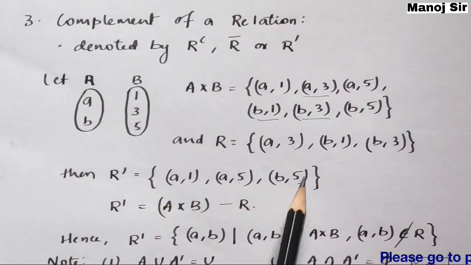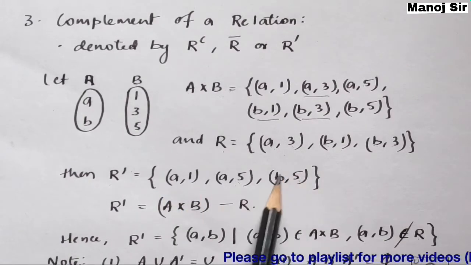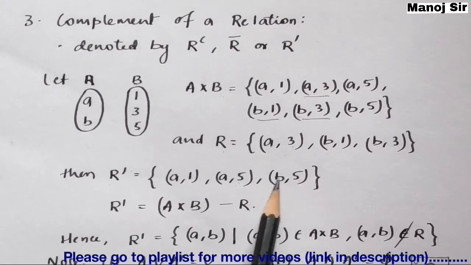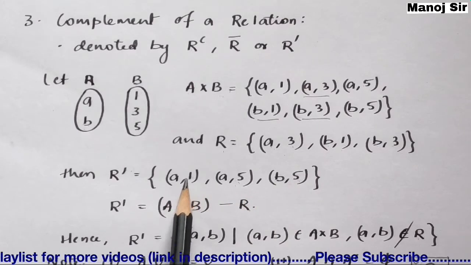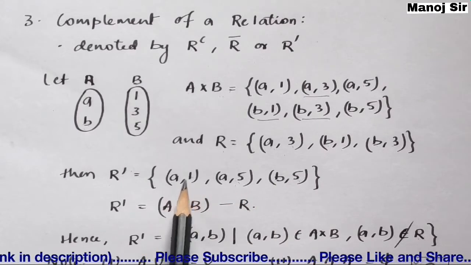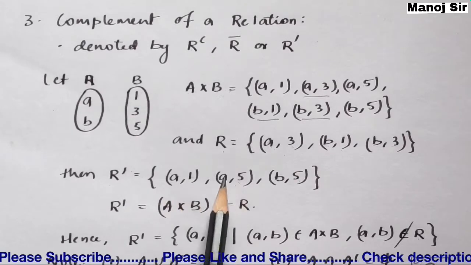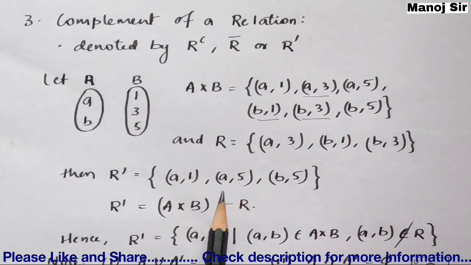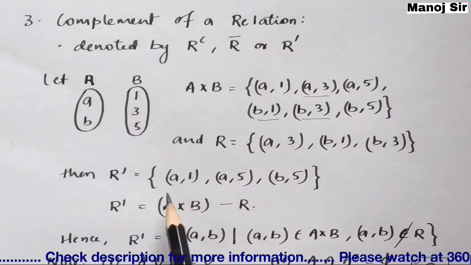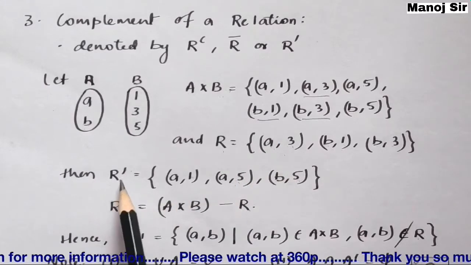Here you can write this part, that is b comma 5, and here you can say that is a comma 1. But you cannot write 1 comma a instead of a comma 1, or 5 comma a. That is wrong. On comparing this, you will get one thing, that is what is R dash.